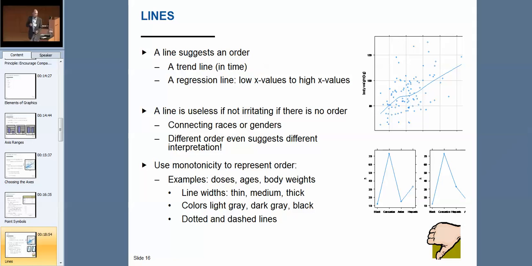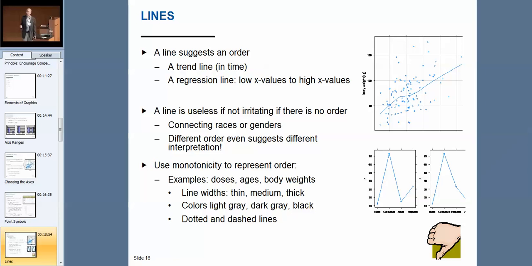Going to lines. For lines, it's really important to keep in mind that lines suggest an order. If you have time series data like in economics or other disciplines, a line shows a trend over time. You have time on the x-axis, you have something else on the y-axis, like the gross national product or something, and the line shows you how things develop over time. But it's an order. You move from left to right.